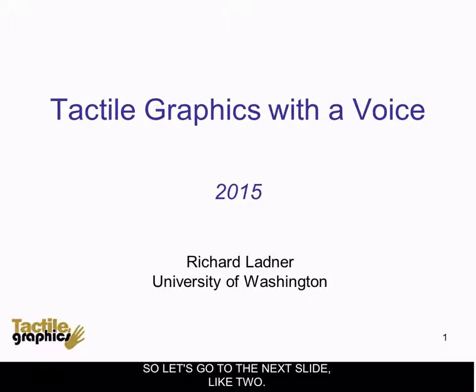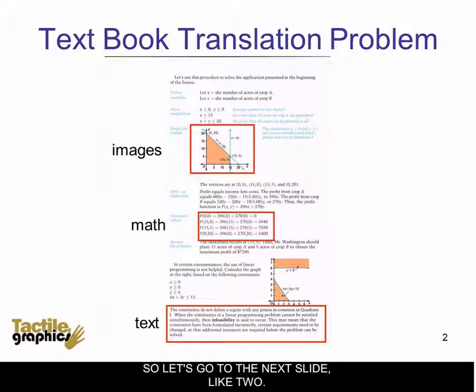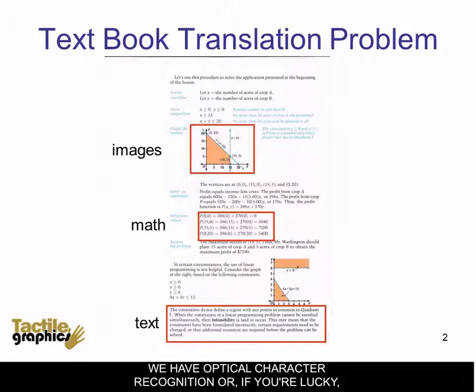Let's go to the next slide, slide two. On this slide is a typical page from a pre-calculus book. It has maybe 800 pages in the book, and there are approximately 1,200 images. There's a lot of math, there's a lot of text, and I've highlighted those components. We kind of know how to do text. We have optical character recognition, or if you're lucky, the text in the book is in an accessible format in the first place, using a DAISY format or EPUB3.